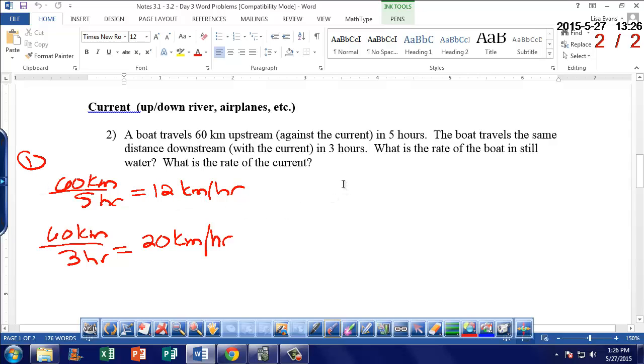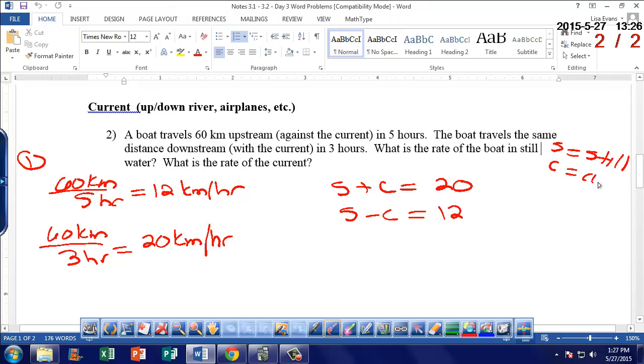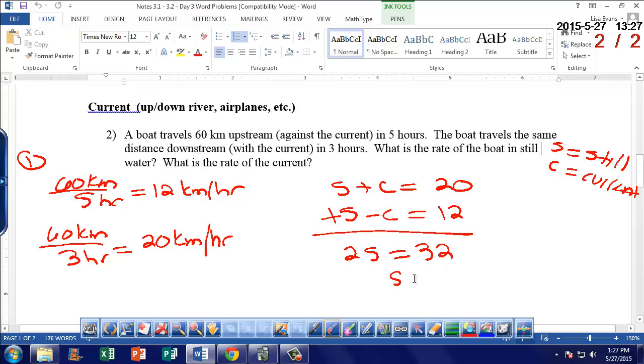Step 2, we are either going in still water with the current or we are going against the current. So with the current is plus. With the current is going to get the faster rate, so this one gets the 20. Against the current is going to get the slower rate. We're subtracting. S stands for still water and C stands for the current. Now, this is a pretty easy problem to solve. So this was step 2, and step 3 is just to solve. We get 2S equals 32, so our S is 16.